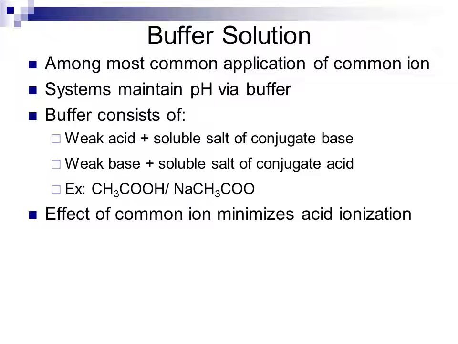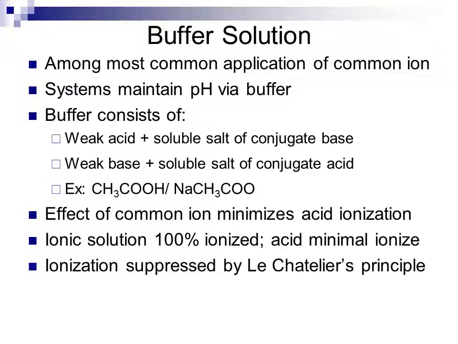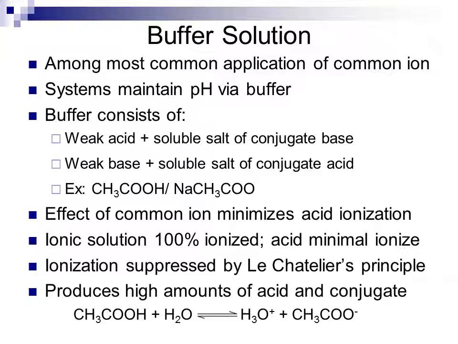The common ion effect minimizes the acid ionization, because the ionic salt will be 100% ionized and the acid will be minimally ionized, so we wind up with the ionization suppressed according to Le Chatelier's principle. This creates a large amount of both the acid and its conjugate base in solution at the same time. So we have our equilibrium process here. We have high amounts of acetic acid on the left and high amounts of acetate on the right. The amount of hydronium that's formed is limited, and it will depend upon the relative ratios of the two species.